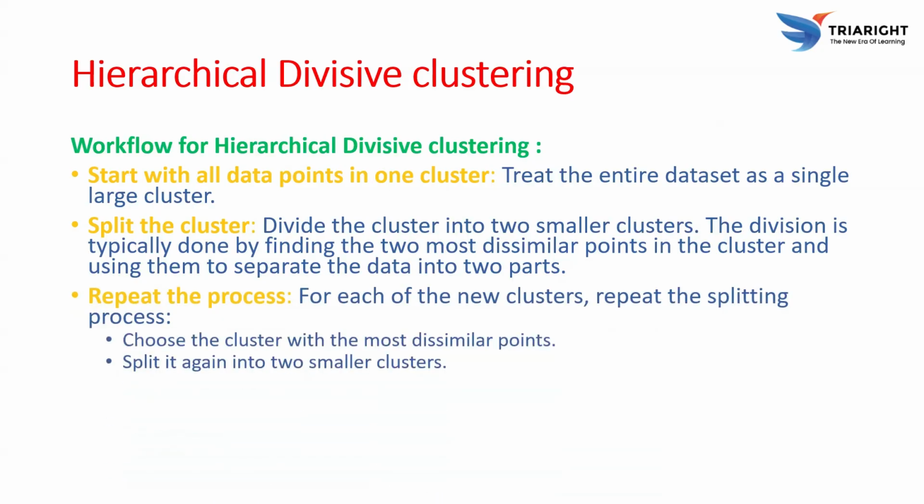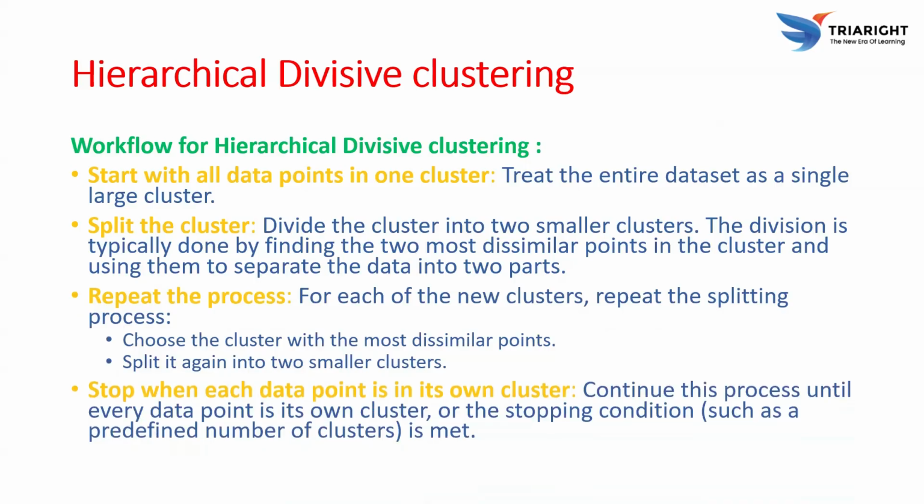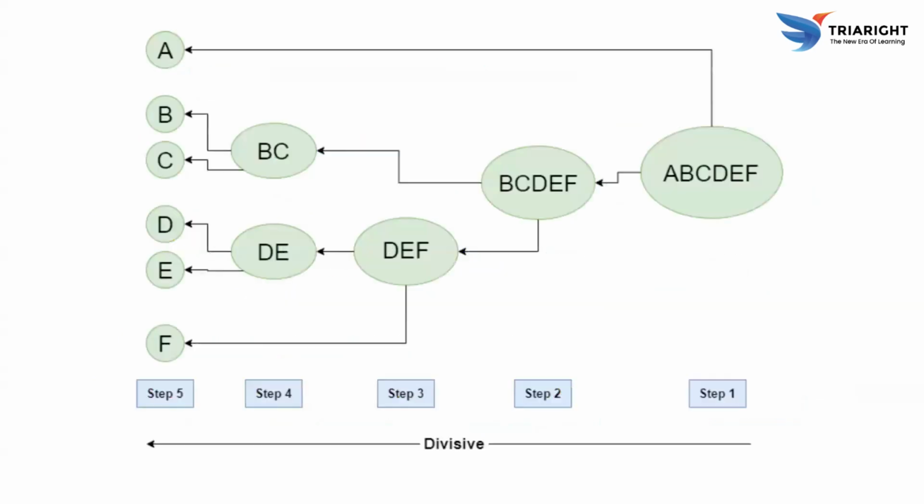So choose the cluster with the most dissimilar points and split it into two clusters. Okay. Then the final step is to stop when each data point is in its own cluster. Continue this process until every point is its own cluster, or a stopping condition is met, such as a predefined number of clusters. So it works backward, okay? The first one deals with data points and groups them into combined clusters. This one deals with the cluster and divides it into data points.